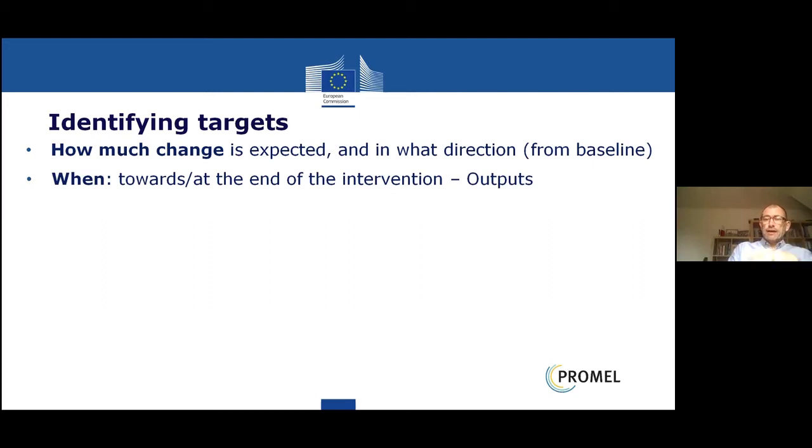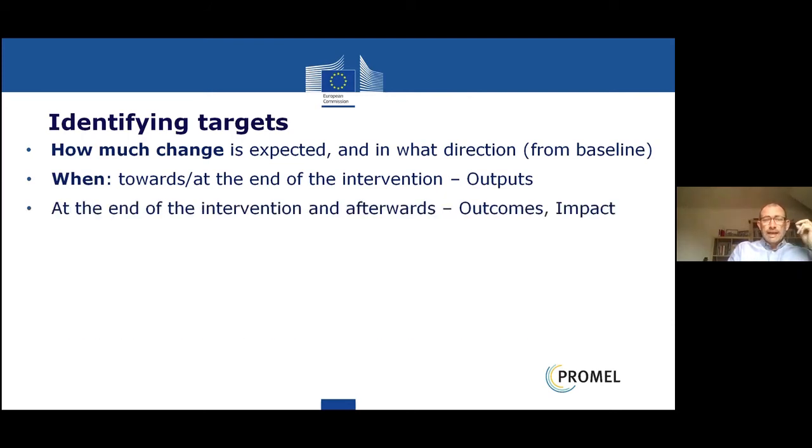Your targets for your outputs should be achieved towards or at the end of your intervention, because once the implementing partner's finished, they're not going to be giving you any more outputs, that's for sure, unless you give them more money. Yeah. At the end of the intervention and afterwards, that's when your outcomes and your impact targets should be set. So if you set an impact target and it's the same as the date for the completion of your project, it's probably not correct, because those impacts will only appear 2, 3, 4, 5 years after your implementation is finished, and your outcomes will be appearing towards the end of your implementation and afterwards.